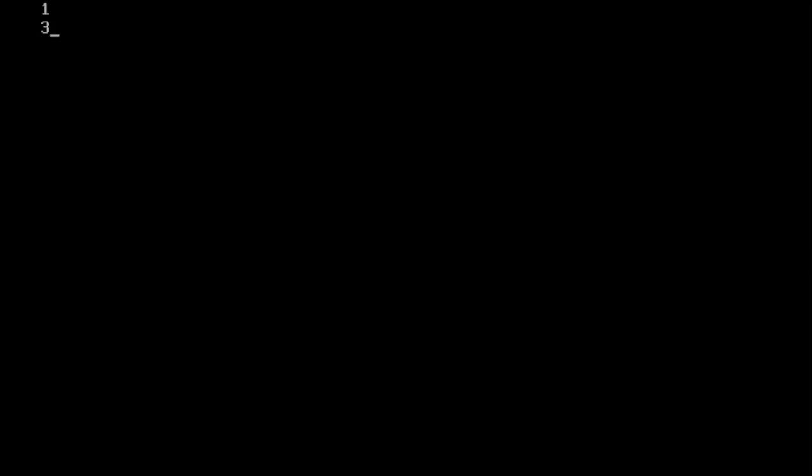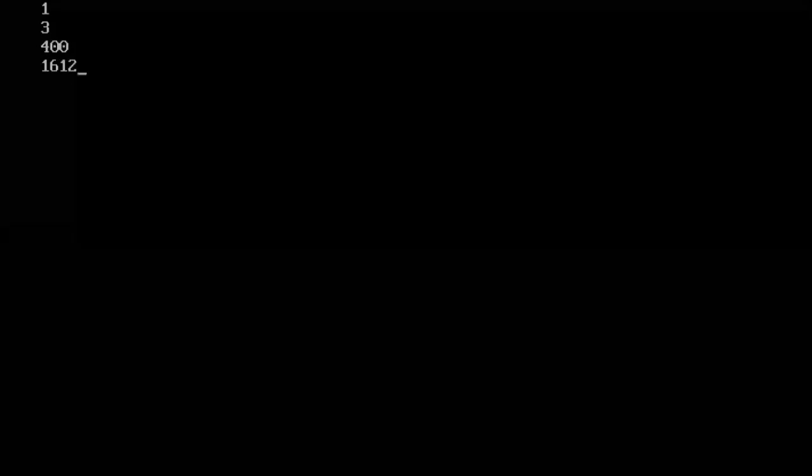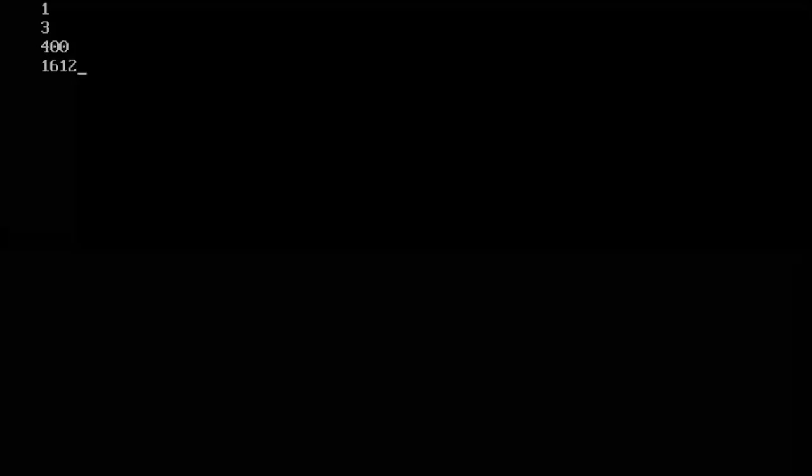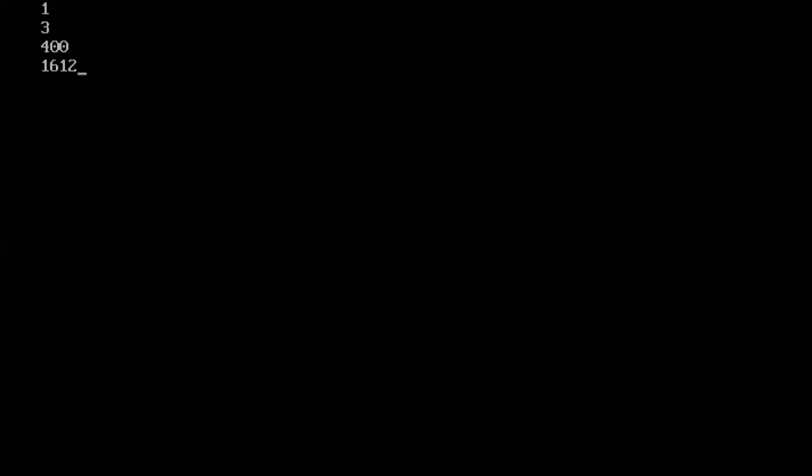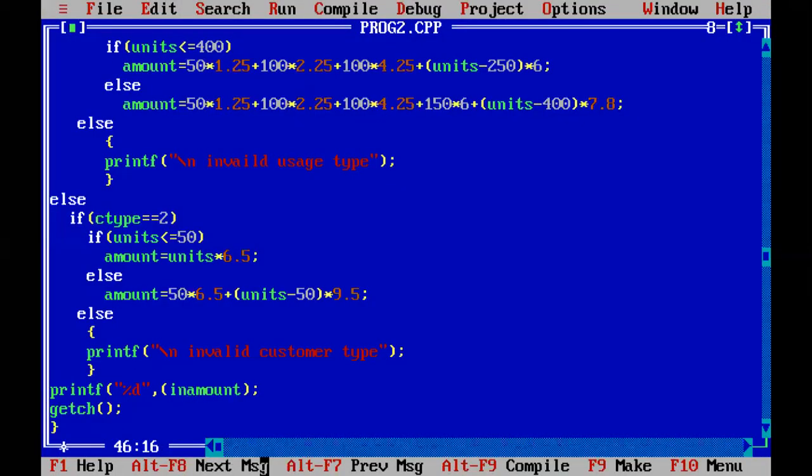One, three, 400 units. So only integer values, no decimal points. If you want decimal points, you have to use percentage 2f. Suppose you want a decimal point with two decimal precision, so you have to write percentage point 2f. One, three, 400 units, two decimals.